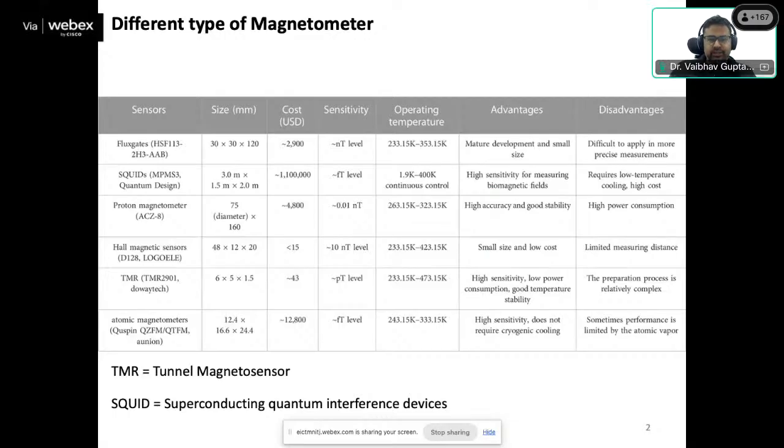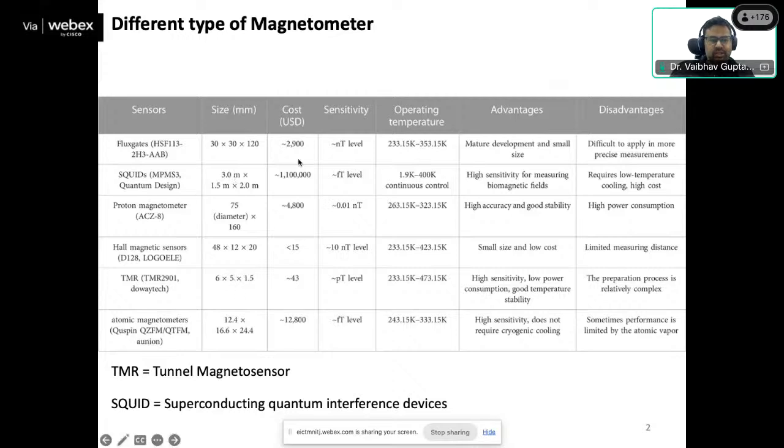So actually, there are different kinds of magnetometers available, and here you can see their names. For example, you might be aware of SQUID. These are superconducting quantum interference devices. Then there are Hall magnetic sensors, which work on the Hall effect. And at the very bottom, you can see atomic magnetometers. Depending on size, the overall size of the atomic magnetometer device is roughly 12 mm. You can see that the proton magnetometer is quite small, and the TMR, the tunnel magnetosensor, is also very small.